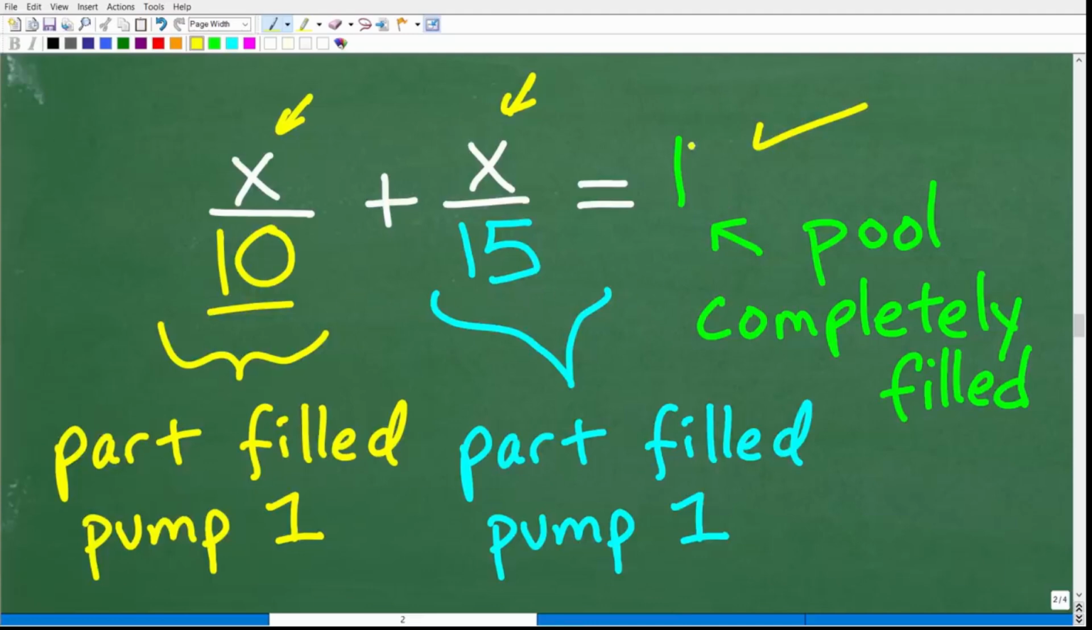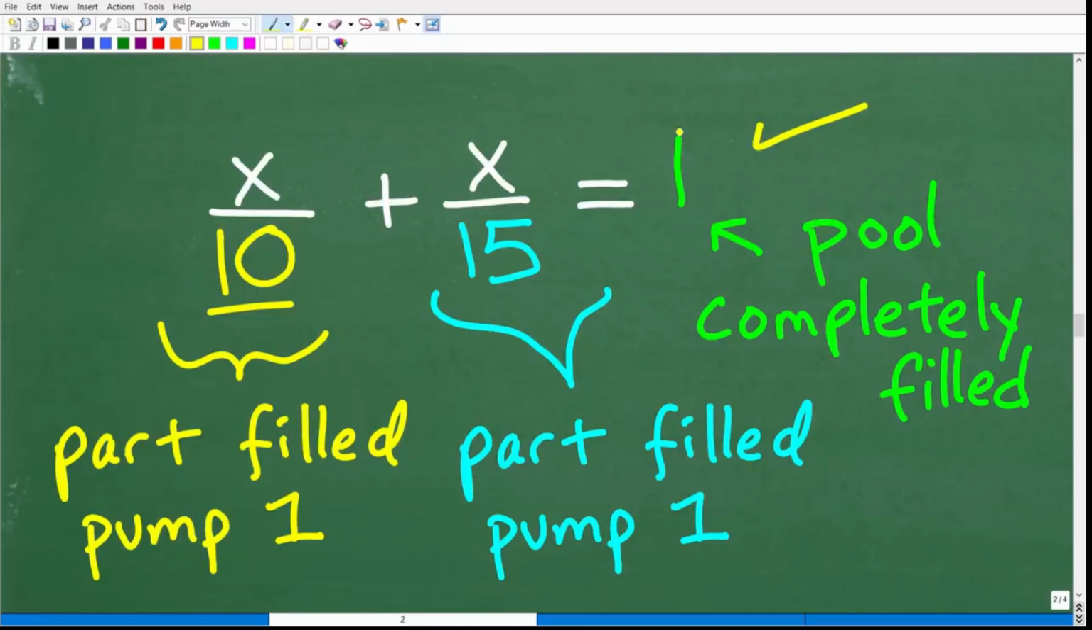And again, remember, when the pool is completely filled, that represents a completed task of one. So like you doing one half of the job, or this pump doing one half of the job, and this other pump doing one half of the job. Together, they complete the task, which is one. So remember, this concept of one represents a full completed task or job.